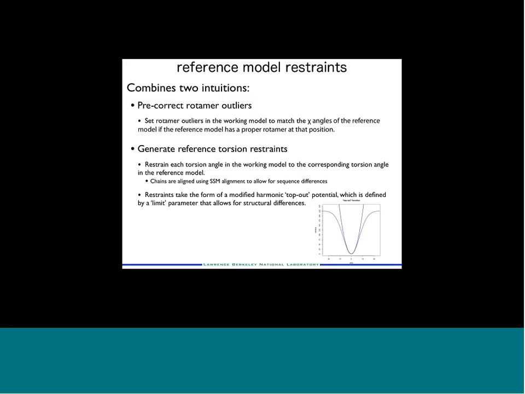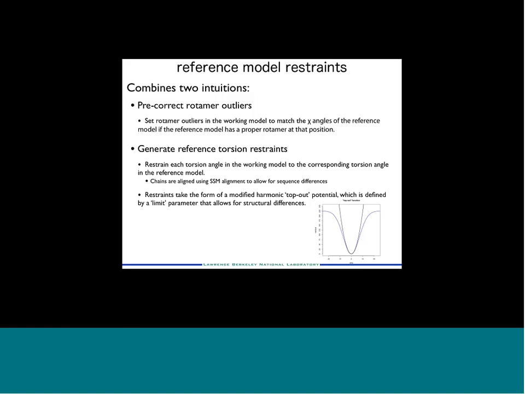And then we're going to add reference torsion restraints to actually help steer the refinement and give it more information. And so what we do, we match all torsion angles between the working model and the corresponding angle in the reference model. And we do this through secondary structure matching alignment. So this allows for the sequences to be somewhat different. We could still match the backbone angles and certain chi angles that match between non-matching side chain types. And then we're going to add all of these dihedral restraints to our energy target.